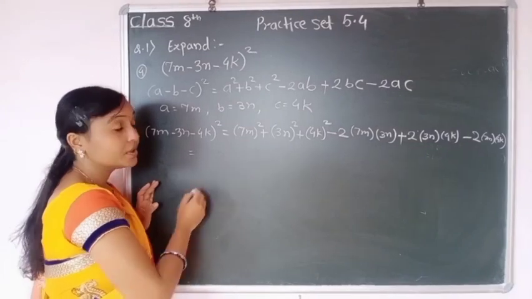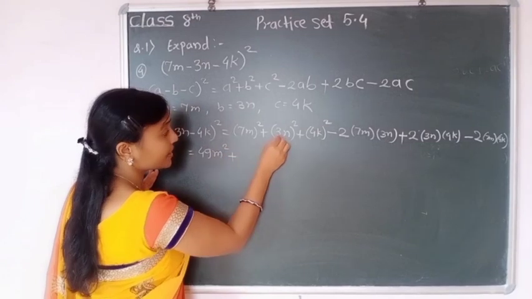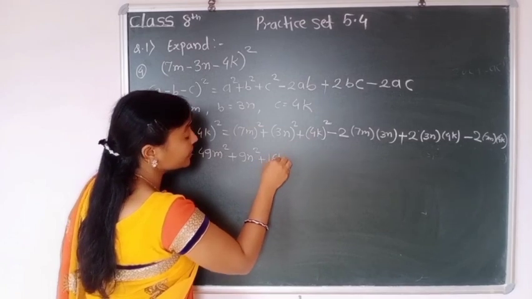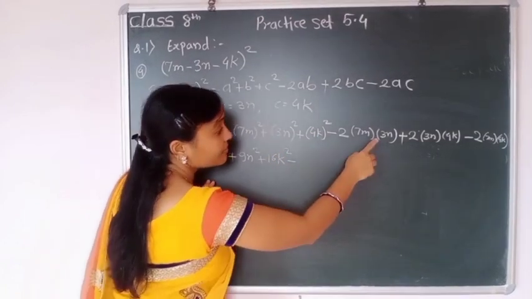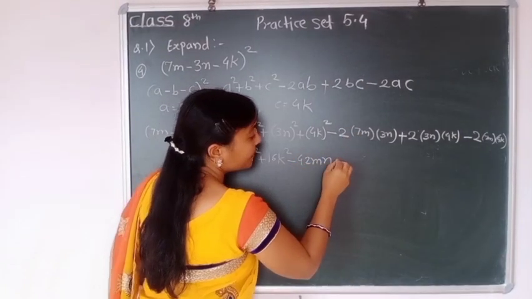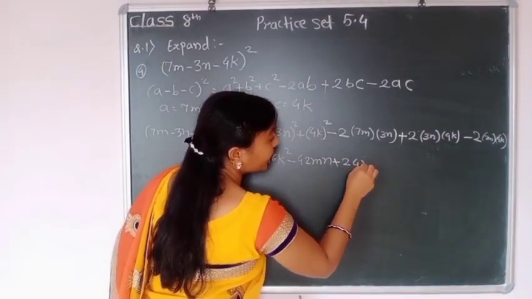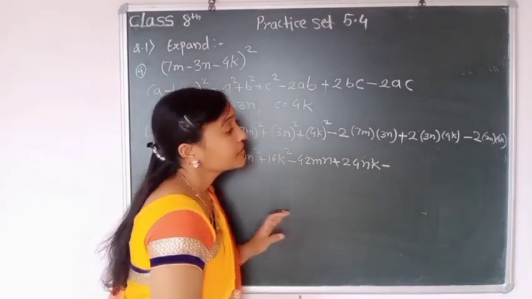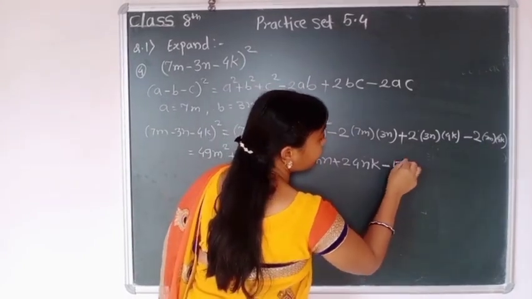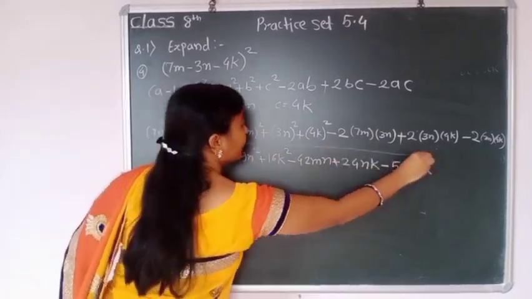Okay, now put the squares. 7 square is 49m square plus 3 square is 9n square plus 4 square is 16k square minus 7 3s are 21, 21 2s are 42mn plus 3 2s are 6, 6 4s are 24nk minus 7 4s are 28, 28 2s are 56mk. This is the answer of our example.